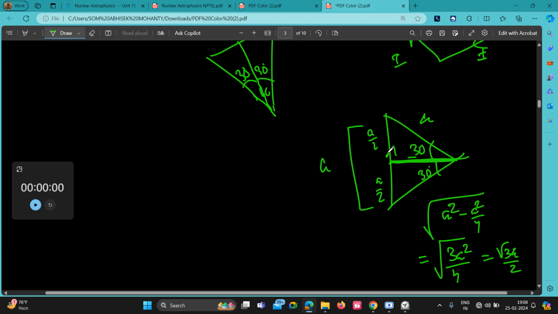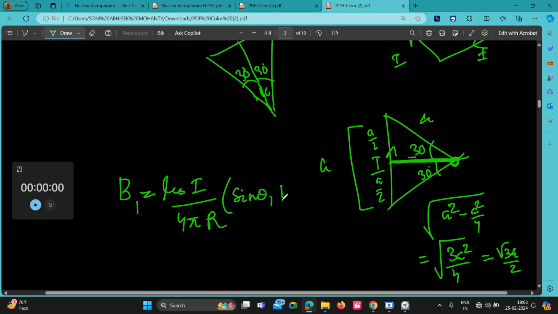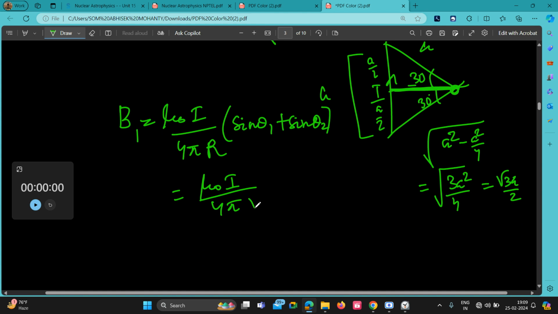So for magnetic field, this is current. So magnetic field here will be B is equal to B1. Suppose mu naught I by 4 pi r distance, sine theta 1 plus sine theta 2. Correct? Okay. So mu naught I by 4 pi. What is the distance? Root 3a by 2.